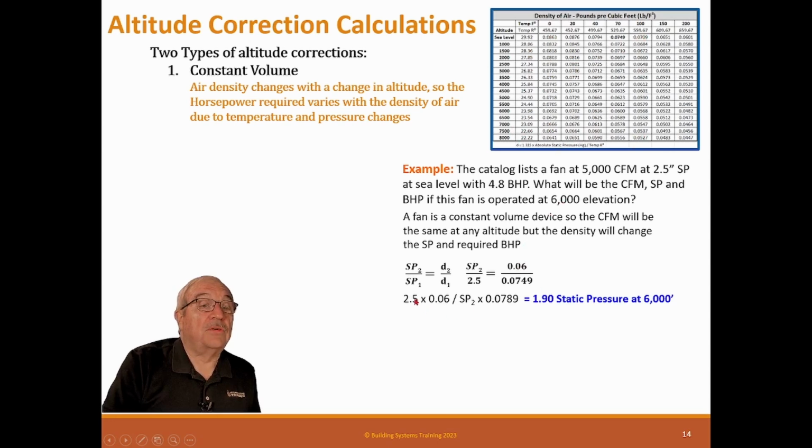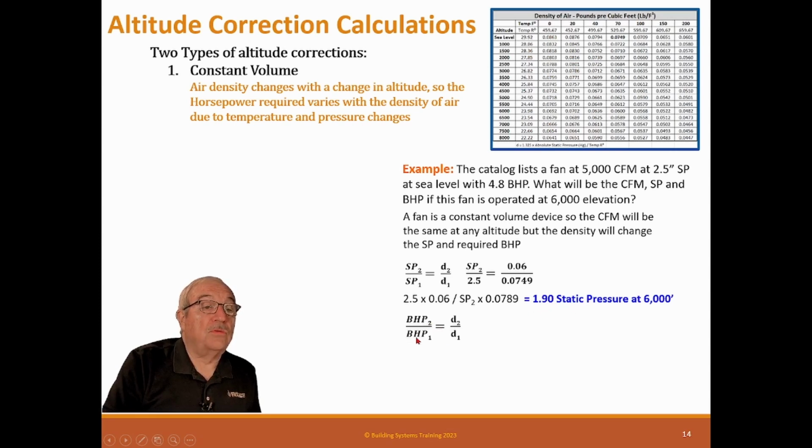It's going to be cross-multiplying again. So 2.5 times 0.06 times static pressure 2 over 0.0749 equals 1.9 static pressure at 6,000 feet. So at sea level, it's 2.5. At 6,000 feet, it's only 1.9. It's down. So brake horsepower, we do the same thing again.